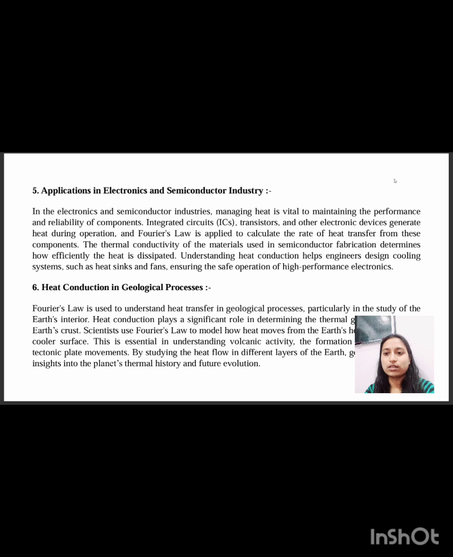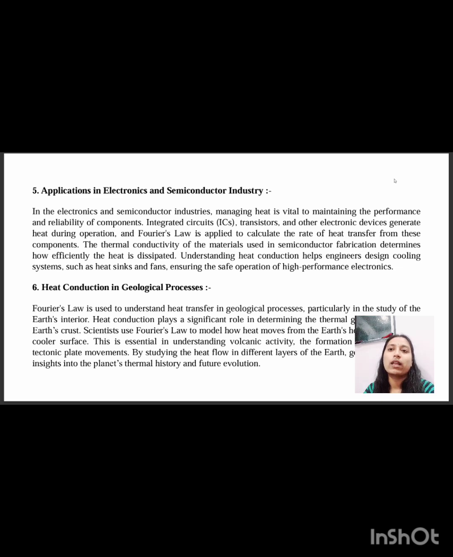This is essential in understanding volcanic activity, the formation of minerals, and tectonic plate movements. By studying the heat flow in different layers of the Earth, geologists can gain insight into the planet's thermal history and future evolution.